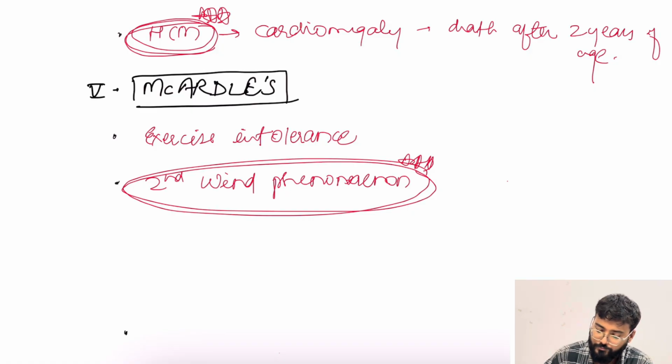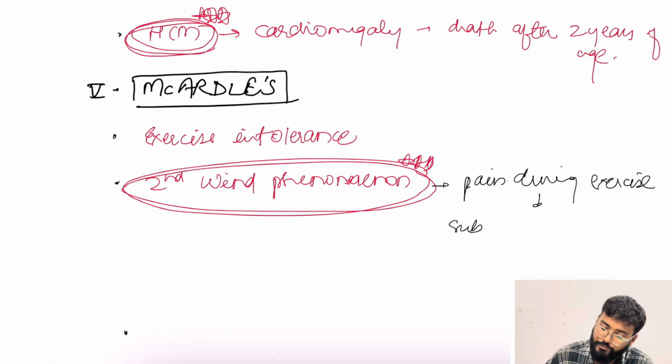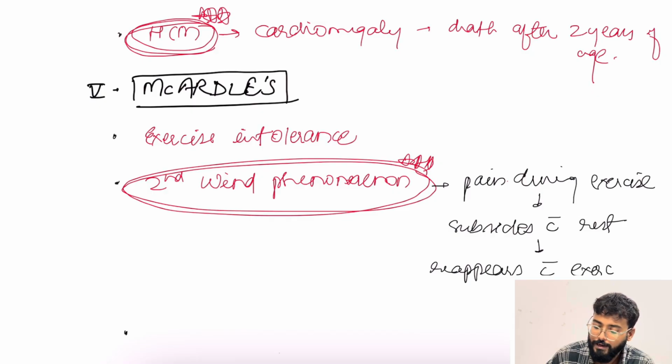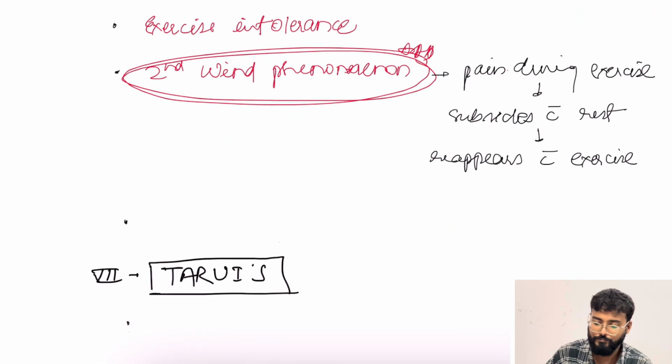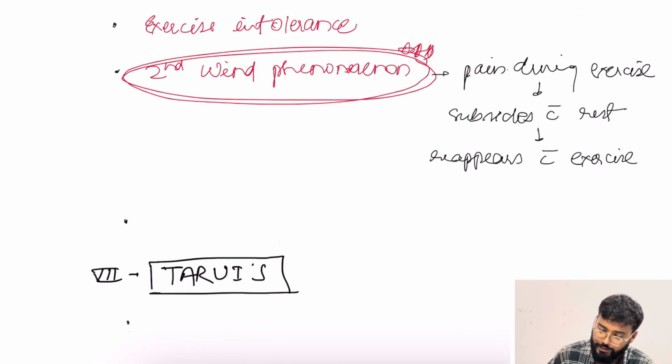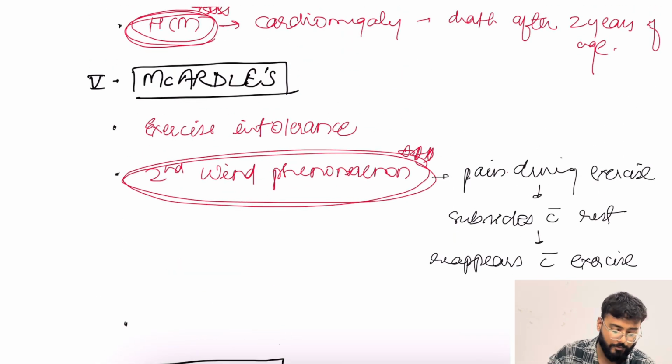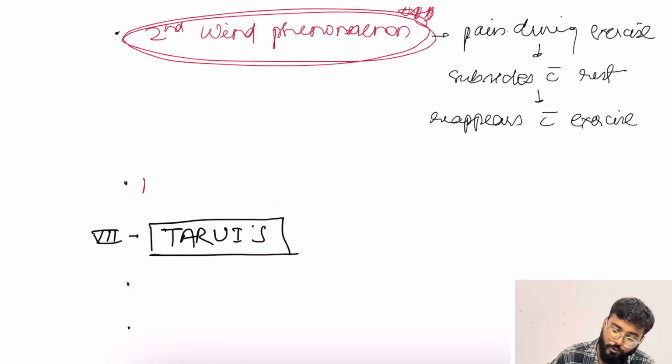So that is pain during exercise which subsides with rest and reappears with exercise again. Now, what is the next feature that you need to remember in case of McArdle's? It is rhabdomyolysis.